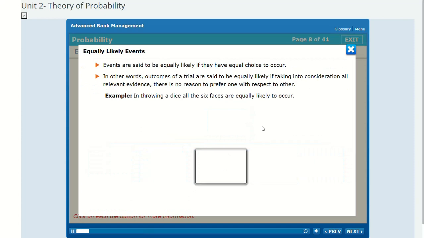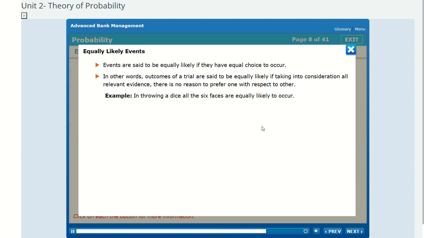Equally likely events. Events are said to be equally likely if they have an equal chance to occur. In other words, outcomes of a trial are said to be equally likely if, taking into consideration all relevant evidence, there is no reason to prefer one over the other. Example: in throwing a dice all the 6 faces are equally likely to occur.